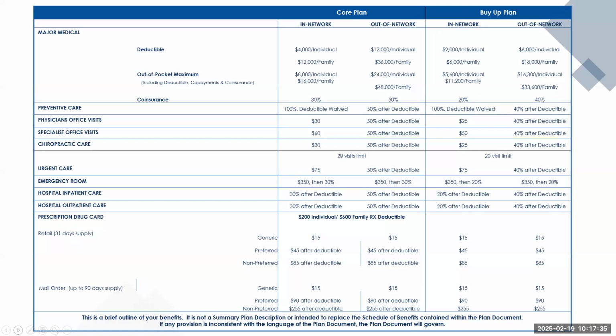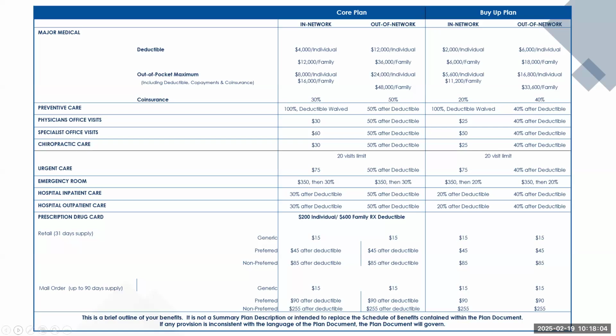Then for your preferred brands, that's $45 copay after your RX deductible. Non-preferred is $85 copay after the RX deductible. And then the 90-day supply or mail order, $15 copay, no deductible. And then preferred is $90 after deductible, non-preferred $255 after deductible. So that's your core plan.